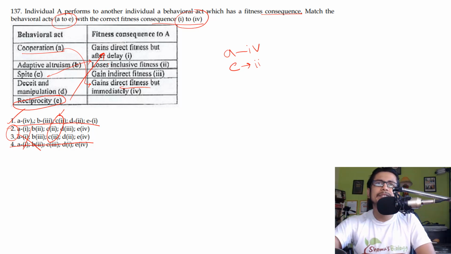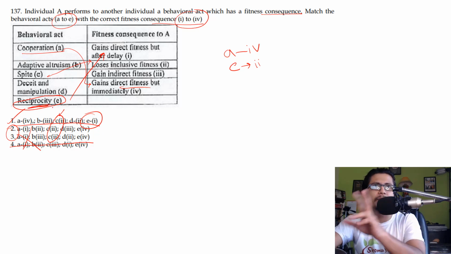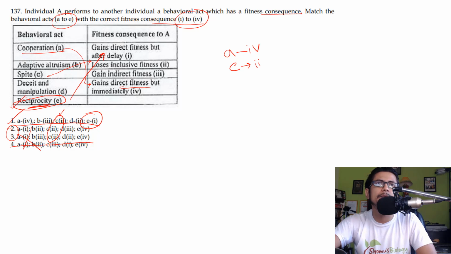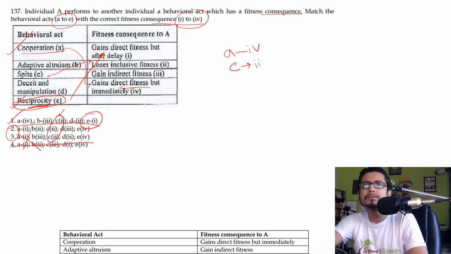So if you know that E equals 1, that also works. Option 1 should be correct, the rest of them will be wrong. So reciprocity is the type of reciprocal altruism actually. So that's what we know. You need to know either reciprocity or the cooperation idea to answer the question even faster.